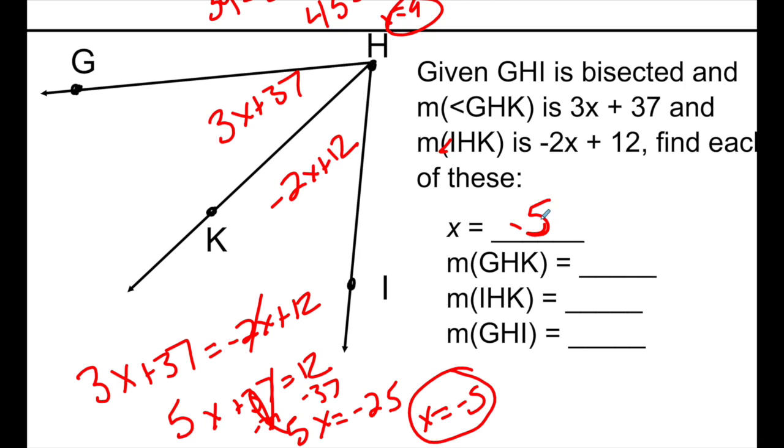A little bit more difficult because now you actually have to plug it back in to check. To check our work, if I plug in negative 5, I get negative 15 plus 37, which is 22. Here, negative 5 times 2 is negative 10, plus 12 is 22. So again, negative 15 plus 37 is 22, and negative 10 plus 12 is 22. So GHK is 22, IHK is 22, so therefore GHI is 44 degrees.